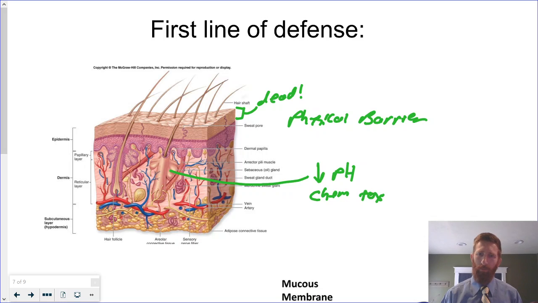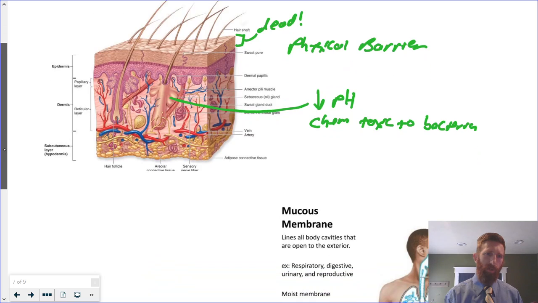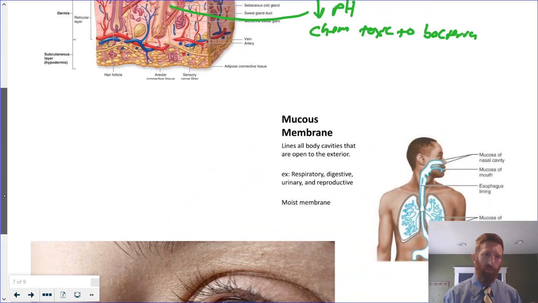Chemicals toxic to bacteria. Perfect. So that's the skin. That's kind of the very first of the first line of defense.